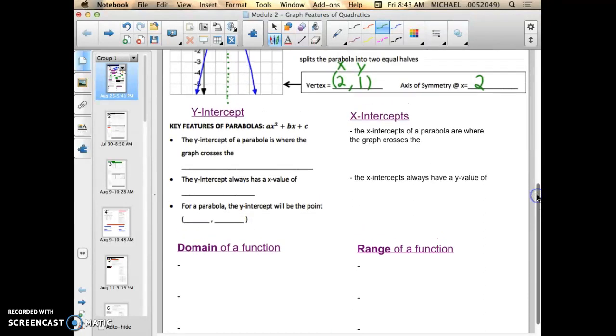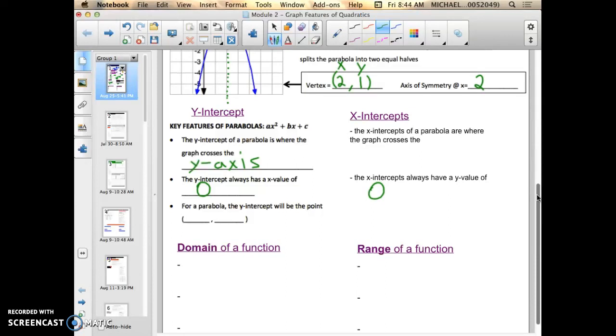But the y-intercept of a parabola is where the graph crosses the y-axis. Makes sense? So wherever it hits the y-axis is the y-intercept. It intercepts the axis. The y-intercept always has an x value of 0. Alright? So this gets a little bit confusing, but the y-intercept always has an x value of 0, and then the x-intercepts over here, I'll fill in, always have a y value of 0, so it's opposite. But I'll get to x-intercepts in just a minute.